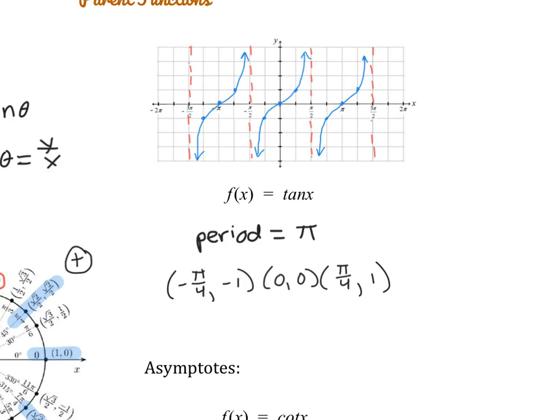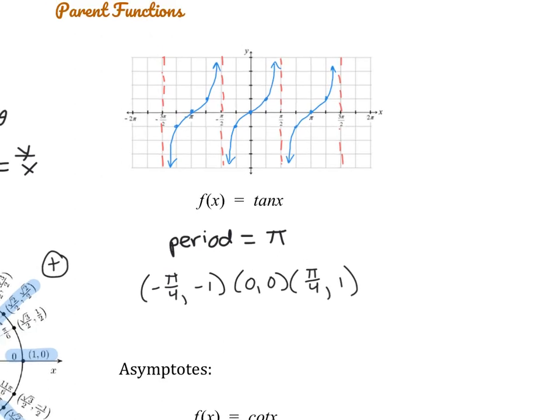So one thing I'd like you to notice about our tangent graph, and we'll compare that to cotangent, is that within each period, you'll see that tangent is an increasing function. So we start low and we go high.